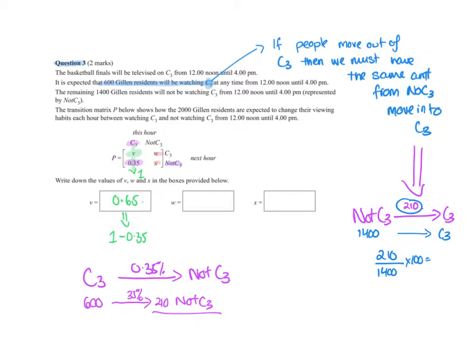So what is that? That ended up being 15%. So I know that it's 15% from not C3 to C3, so that is 0.15. So W is 0.15 and X has to be 1 minus 0.15 because they've got to add up to 1. So that will be 0.85.